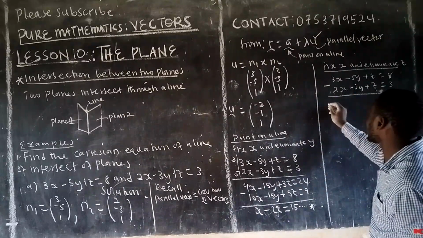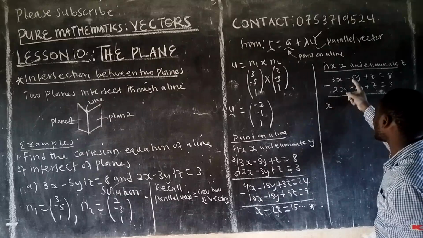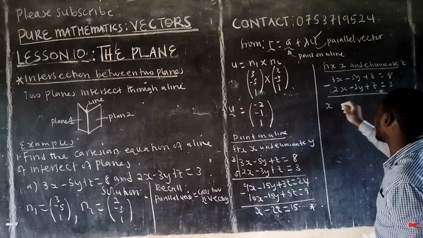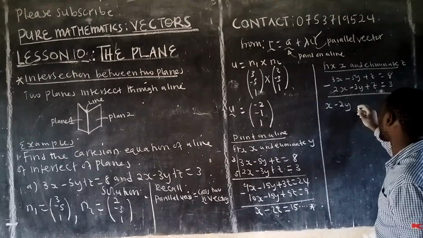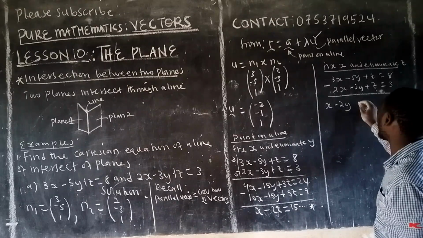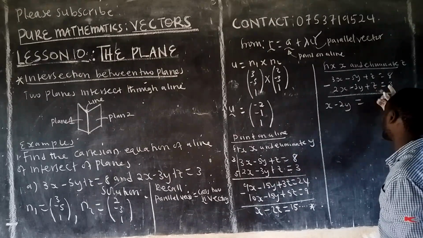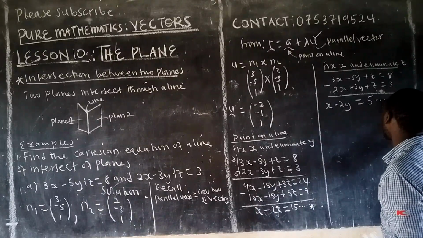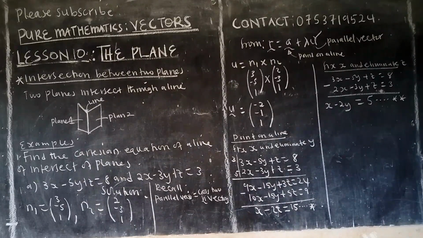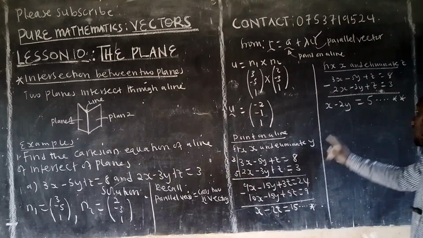Subtract, we shall have x, negative 5y minus negative 3y be minus 2y, equals to z minus z is 0. 8 minus 3 will give us a 5. This is the equation double star. That is our equation double star. Now, this equation double star will give us a point on a line.